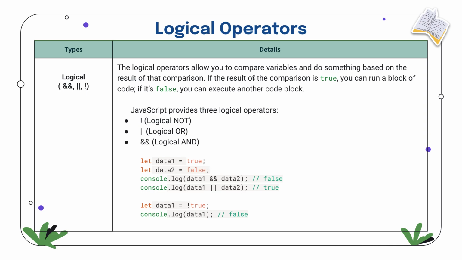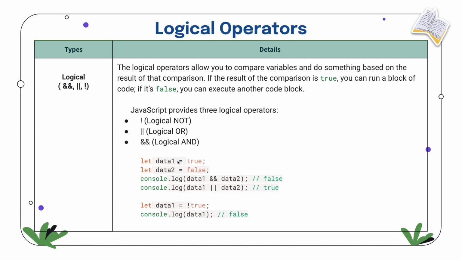So basically it allows you to compare values. Based on the result of the value comparison, some block of code will be executed, or another block of code will be executed. So that we can check. You can see here an example: let data1 equal to true and data2 equal to false.